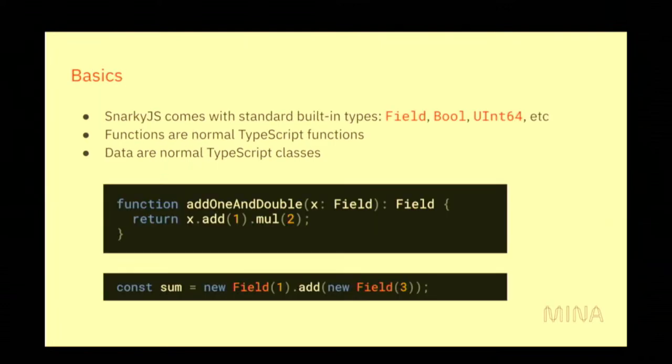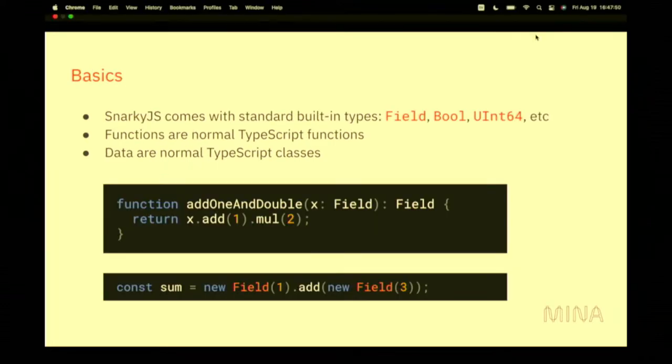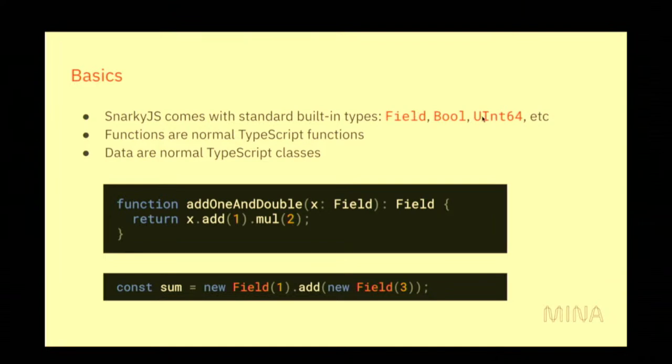You don't have to if that seems pretty confusing. We've built types on top of the field type, like bool and UInt64 and other types, so that if you want to use the things you're more familiar with, you can. And then this will do the work of figuring out how to turn these into field elements under the hood for you. The downside is that they're a little bit less efficient than working with field elements directly, but you can start with something that's easy to implement and then optimize where you need.